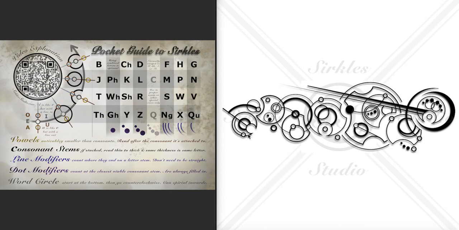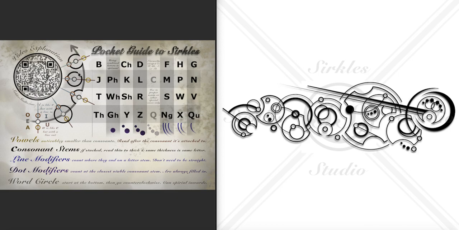The E position is centralized, so that means it's on the line of the word circle or in the middle of a consonant stem. The A position is always on the outside of the word circles. And then the O position is inside the word circle or attached on a consonant like a bead on a string. So those are our three positions of the vowels, and then the consonants have four different stem shapes.